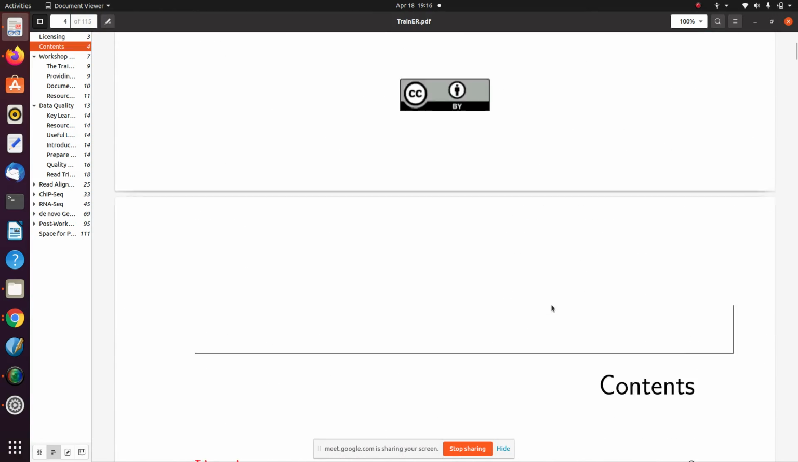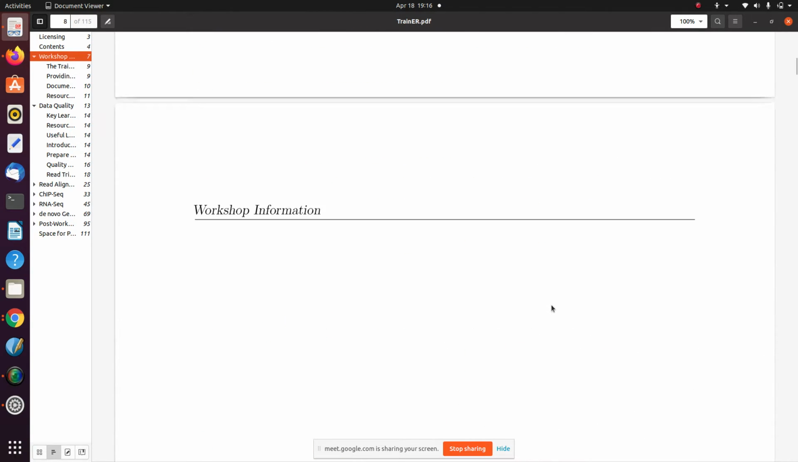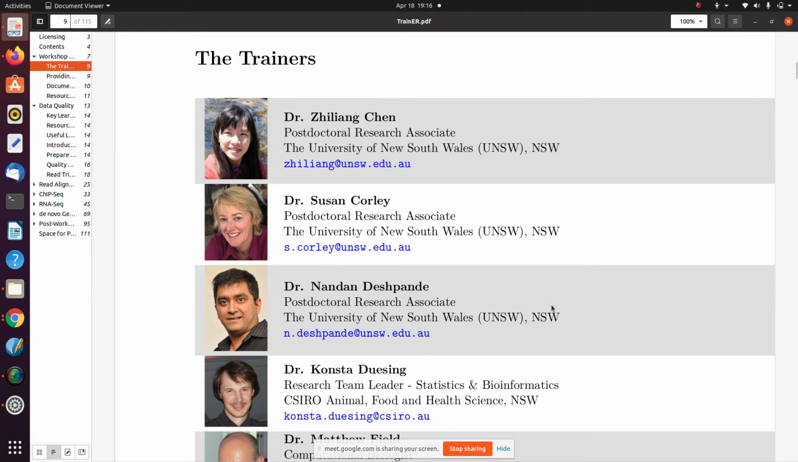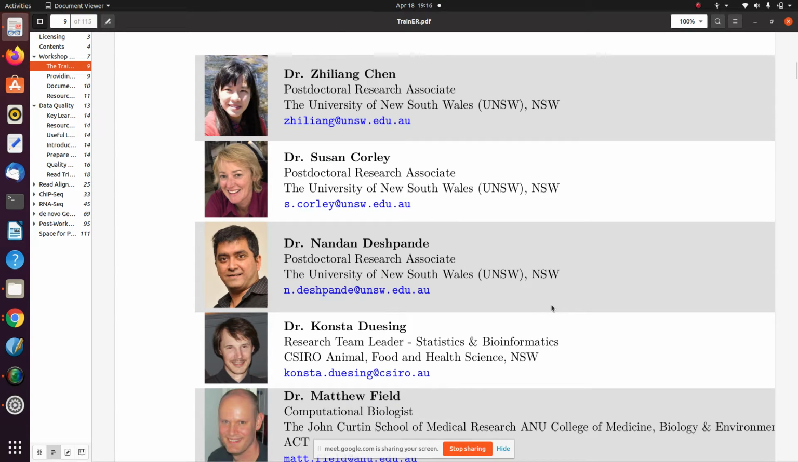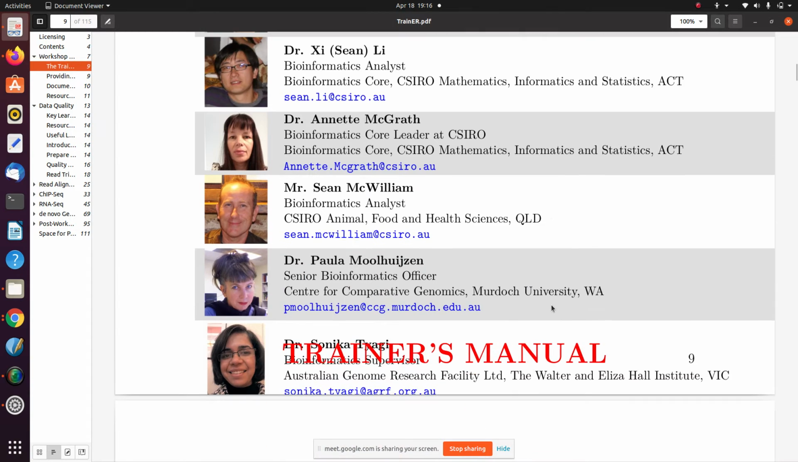This is a good starting material, but before going to this, I will go to another PDF where we can have a theoretical overview of NGS terminologies. These are the instructors of this manual, mostly postdocs, as you can see, and some early career scientists.